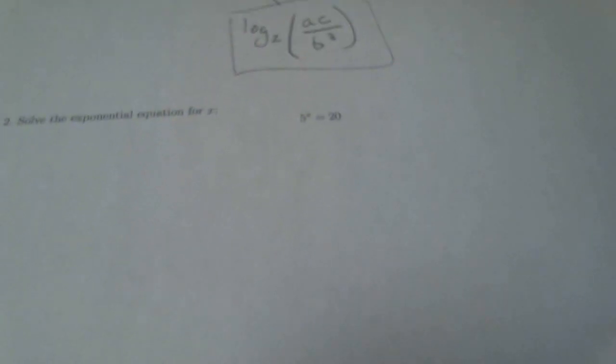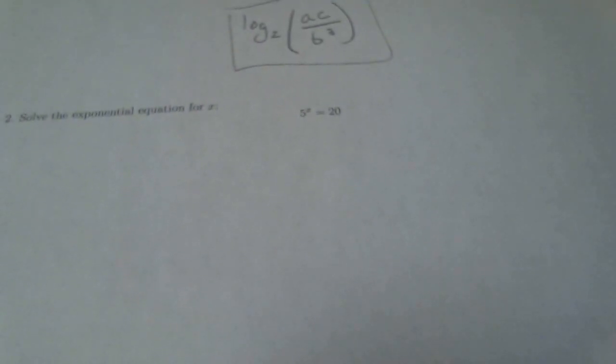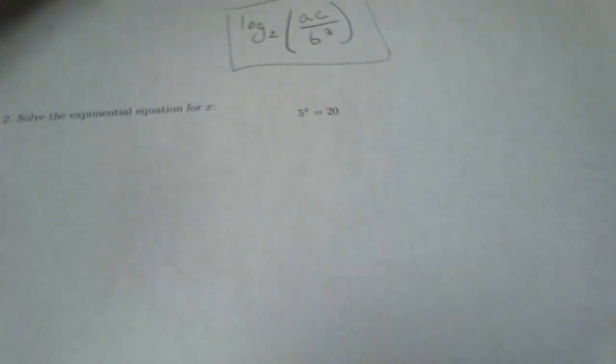The next question is solving an exponential equation. Your first step is to determine if you can rewrite both sides in terms of the same base. If you can, you can just set the exponents equal to one another and solve that corresponding equation. In this case, I can't rewrite 20 as 5 raised to some power. Although it's 5 times 4, we need to have it as 5 raised to some power in order to apply that technique.